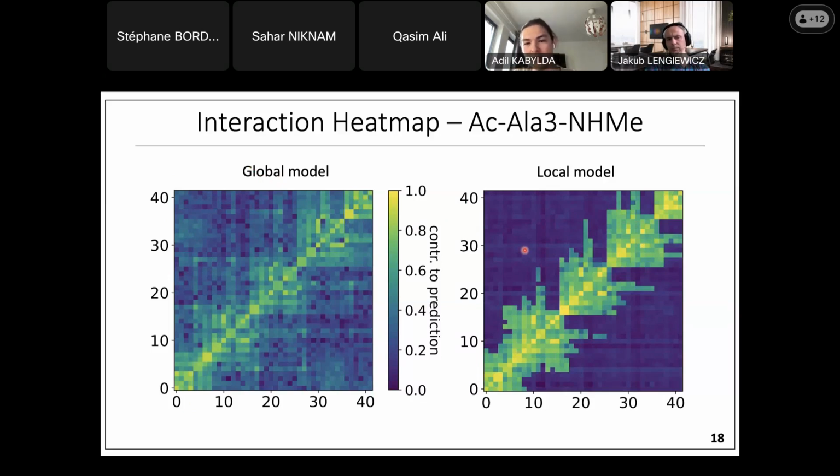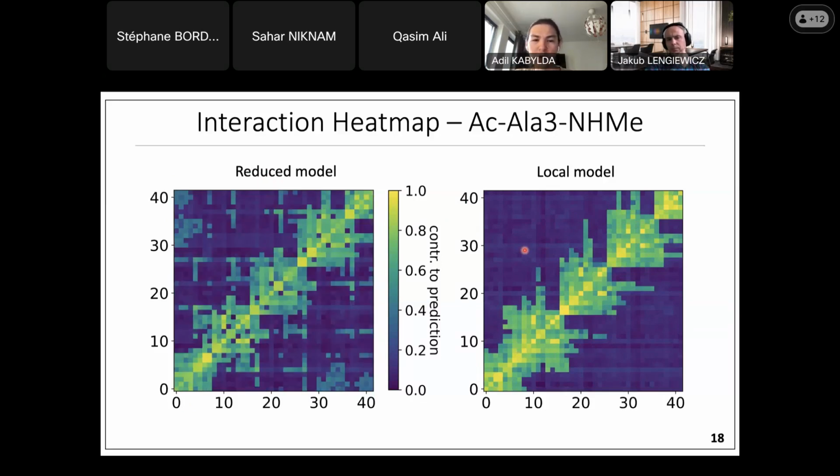And the reduced model that we developed offers an improvement over both global and local descriptors. So we have at the same time a very good description of the local interactions, but we also keep some of these non-diagonal elements in the corners that the model thinks are important.